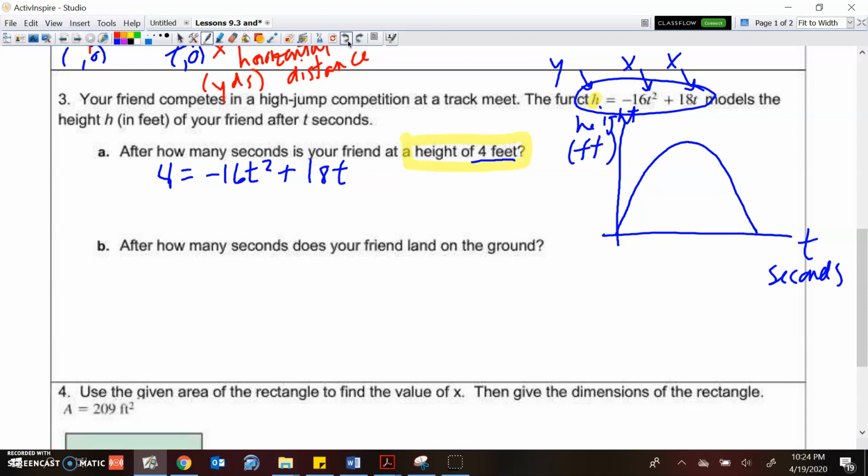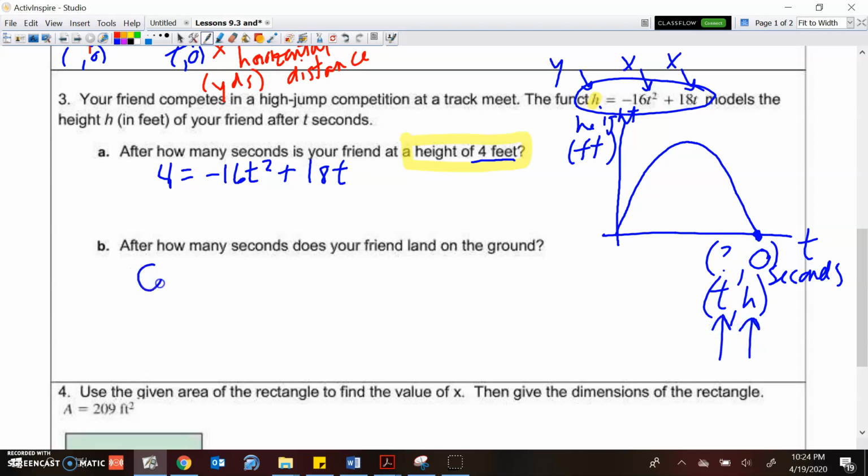Now part B, after how many seconds does your friend land on the ground? Again, that's this point right here. So that's whenever the h value is 0. They want to know after how many seconds. Our ordered pair is t for seconds, h for height. After how many seconds is h 0?